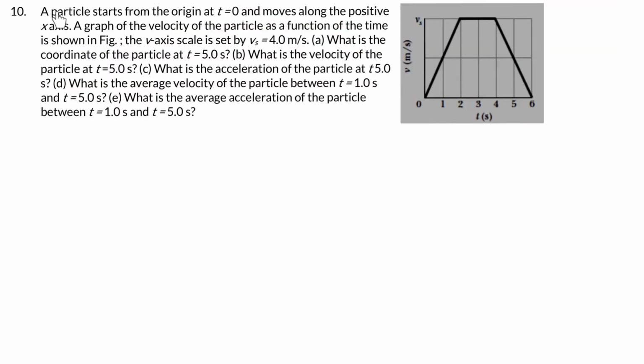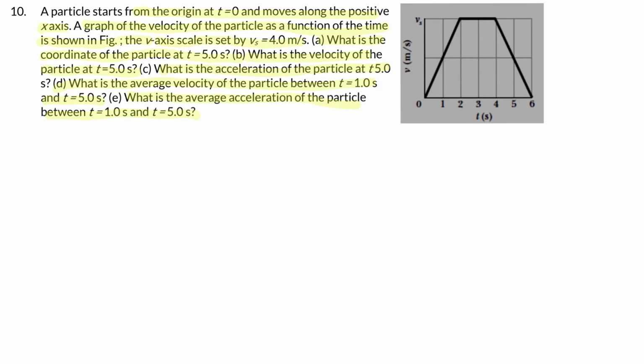Next question. A particle starts from origin at t equal to 0 and moves along positive x-axis. A graph of velocity of particle as function of time is shown in figure. What is coordinate of particle at 5 seconds? What is velocity at 5 seconds? What is acceleration at 5 seconds? What is average velocity between 1 and 5 seconds? What is average acceleration of particle between 1 and 5 seconds?